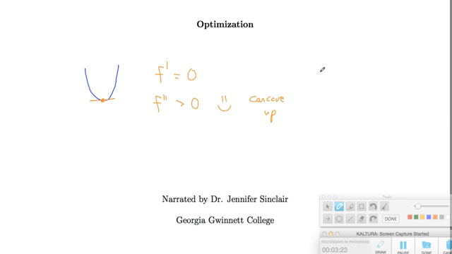If you're not able to find the second derivative and get its sign, then another thing you can do is check all the critical values along with endpoints. The smallest one is the min. All right, so if you're ready, let's go into some examples.